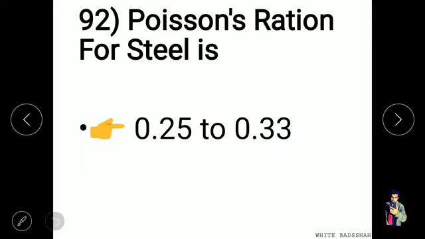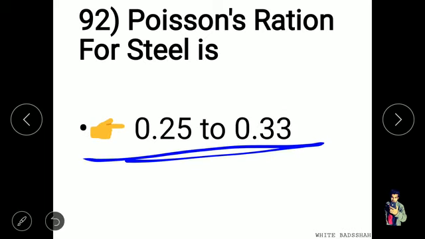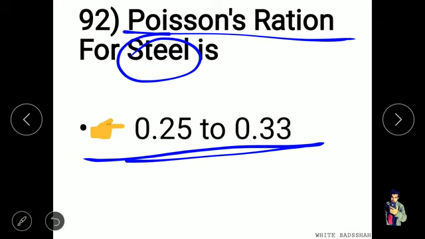The Poisson's ratio for steel is 0.25 to 0.33.